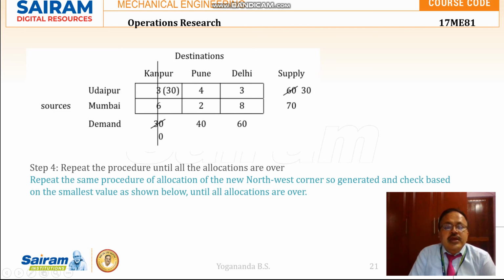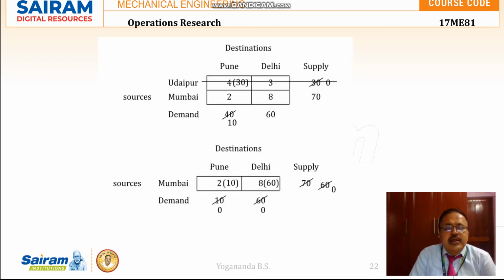Like this we have to repeat the procedure until all the allocations are over. Each time, the first element in the matrix, that is the topmost left corner element, will be assigned until all allocations are done. The next iteration tables are shown here. We have to keep on reducing the table until all the supplies and all the demands become 0.